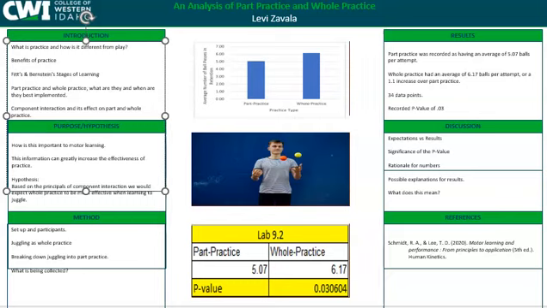The two main things that we're looking at, like I said, are part practice and whole practice. These are each beneficial for different actions. Part practice is more beneficial if the components of a skill are not highly interactive, whereas whole practice is better when they are highly interactive.